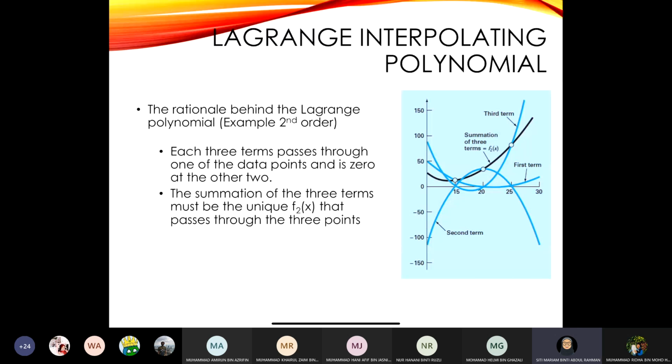So the rationale behind Lagrange ni, so let's say second order. So second order maknanya kita guna 3 points kan. So the rationale behind it is that kita akan dapat ni function ni, yang hitam ni. So kalau lah kita tak masukkan value X tu, the unknown tu, so if you plot, you get this plot. So plot is basically gathered from summation of the 3 terms. So kalau second order kan kita ada L0 Fx0 plus L1 Fx1 plus L2 Fx2 kan. So it's a summation of the 3 terms F2 ni.